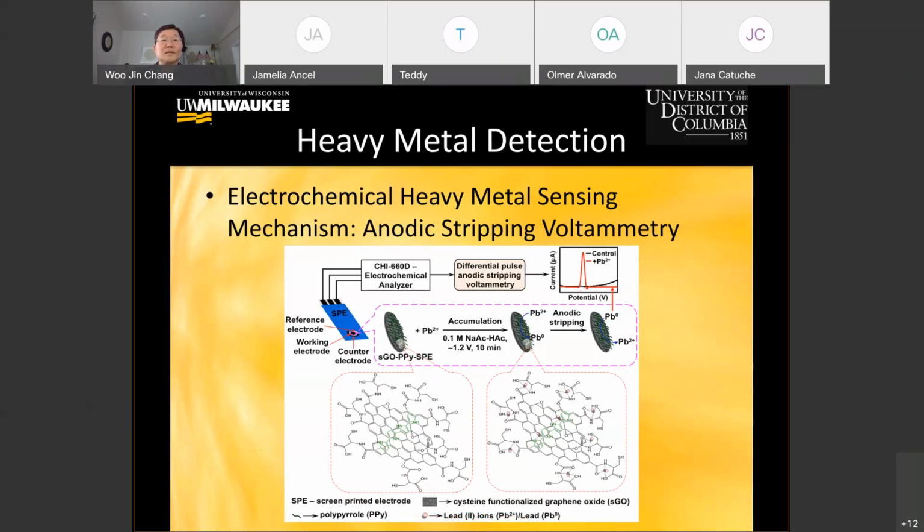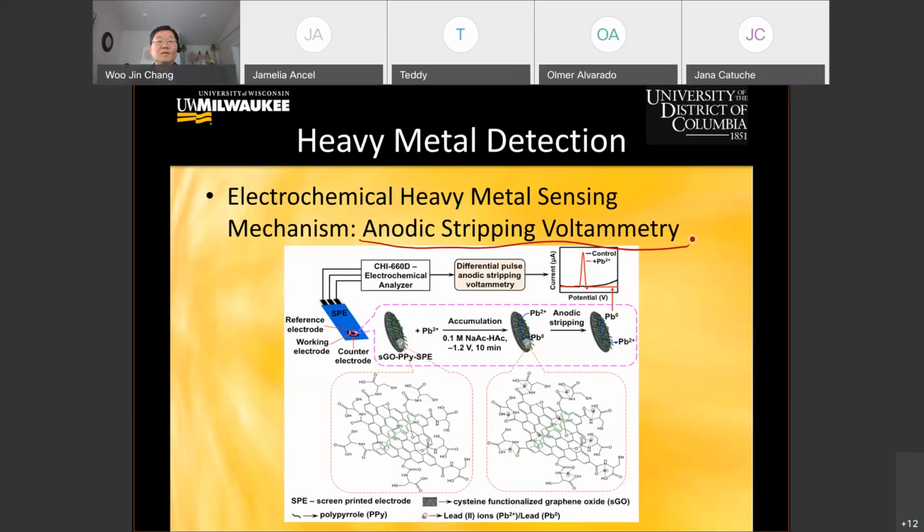Okay, so the second part is heavy metal detection. This is slightly different from pH. Regarding the pH, the structure is quite simple. Just modify the surface with iridium oxide, and read the potential when the sensor is exposed to the sample. But heavy metals are a little bit different. And the approach that I was using is the method called anodic stripping voltammetry.